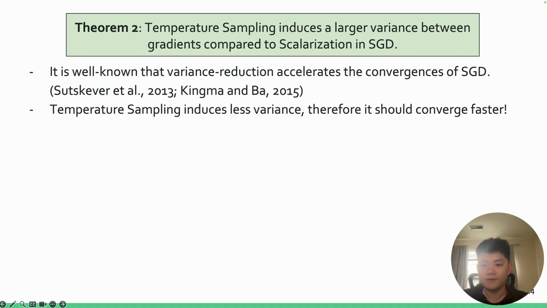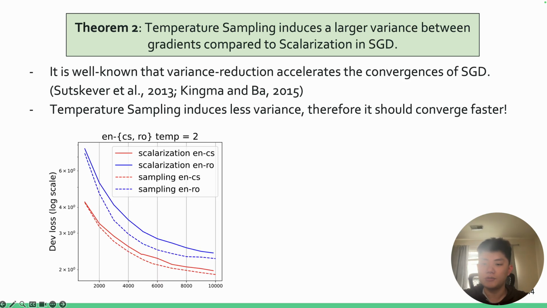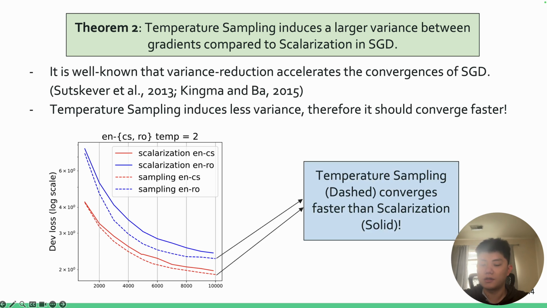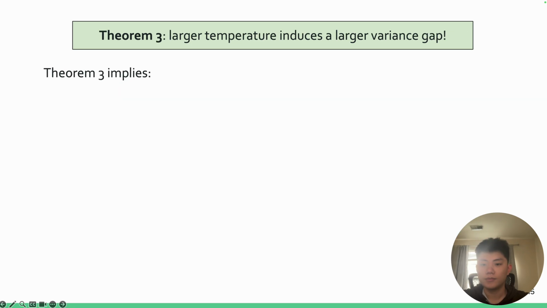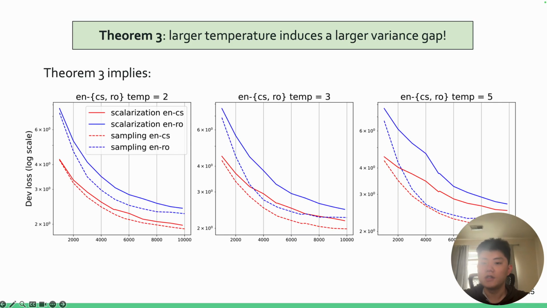Let's find out. Specifically, we train a machine translation model on English to both Czech and Romanian, where Czech is the high resource direction and Romanian is the low resource one. We observe that the dashed line, which is temperature sampling, always outperforms the solid line, confirming our theory. Moving further, we found that increasing the temperature from 2 to 5 does accelerate the convergence even more, confirming our theory, saying that as we increase the temperature, the variance also gets larger.